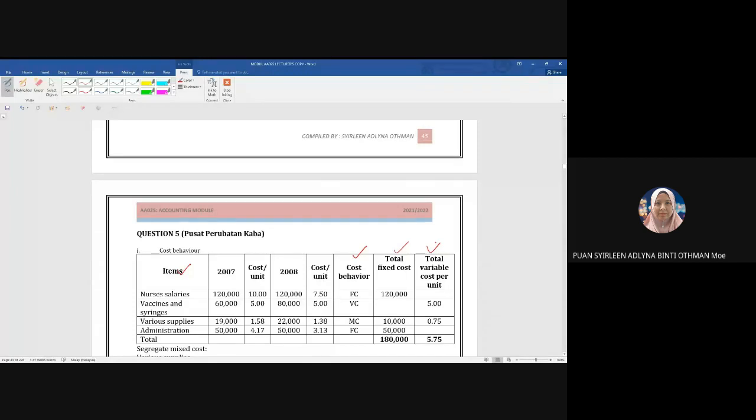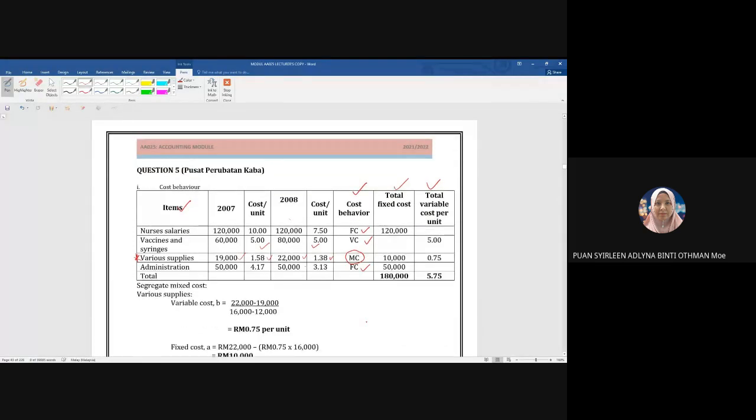Alright, okay. So nurses and salaries, you tengok 2007 and 2008 sama sebab tu dia ialah fixed cost. Okay, vaccine and syringe, bila saya bahagi per unit dia 2 tahun sama, so it's your variable cost. Various supplies, okay, total lain-lain, per unit pun lain-lain sebab tu dia ialah mixed cost. Alright, and then admin total awal-awal dah sama. So saya tahu dia ialah fixed cost. So sekarang ni I kena segregate untuk various supplies dulu, baru saya boleh fill up B dan A untuk various supplies ni. Okay, so kita asing lah mixed cost.